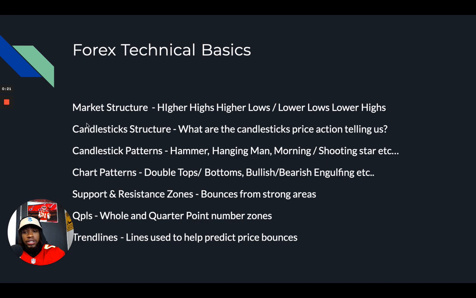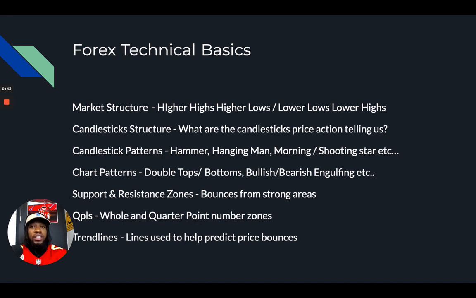The first is going to be market structure, right? So what is the market structure telling us? Are we getting higher highs and higher lows, signifying we're on a bullish trend? Are we getting lower lows, lower highs, signaling we're on a bearish trend? Or are we kind of ranging between 2 points, showing us we're in a stagnant market structure or ranging market structure, right?